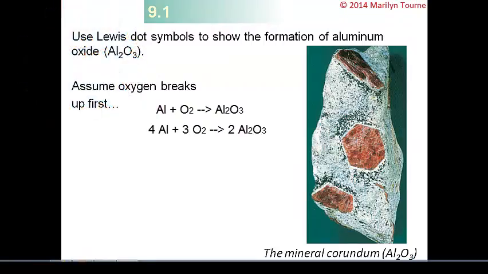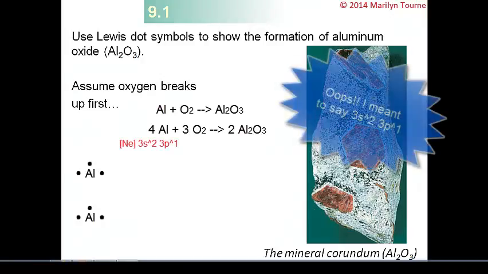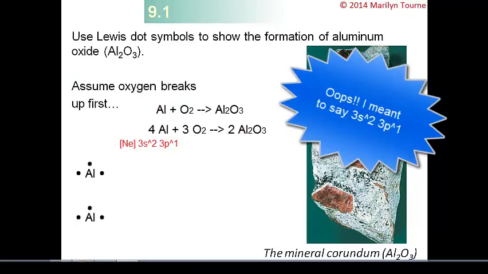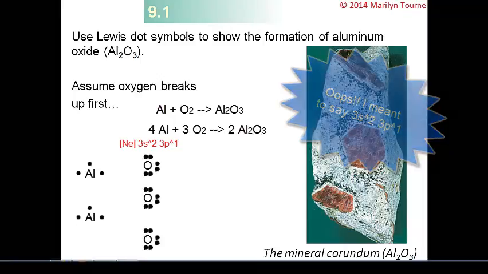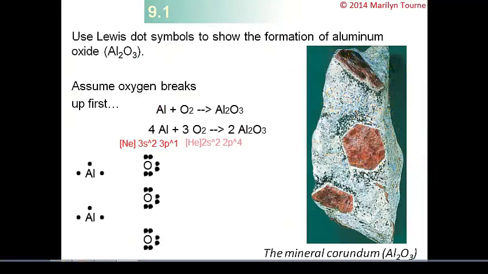What is the Lewis dot symbol for aluminum? Aluminum sits in the third column, so it has 3 valence electrons. The electronic configuration of aluminum is 1s2, 2s2, 2p6, 3s2, 3p1. What about oxygen? Oxygen has 6 valence electrons, and its electronic configuration is 1s2, 2s2, 2p4. When it forms aluminum oxide, there are 2 aluminums and 3 oxygens that come together.